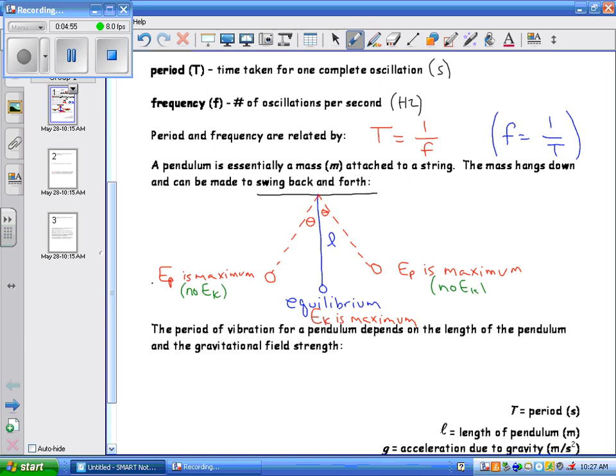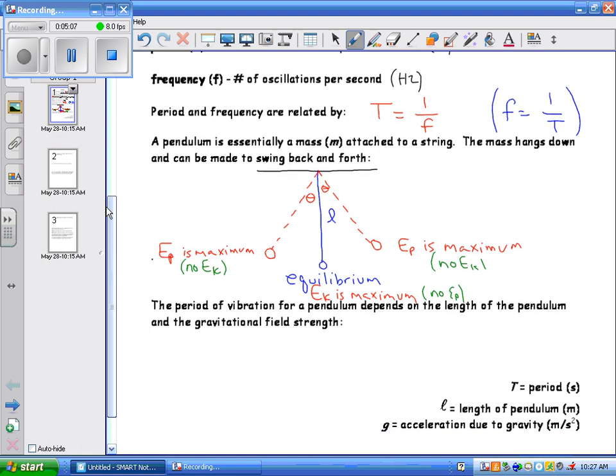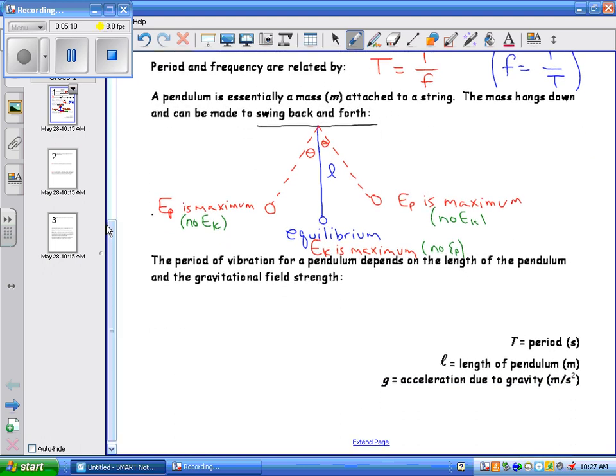And at the equilibrium position, there's no EP. And we're going to talk about kind of what happens there a little bit, at the equilibrium point and then the maximum points. The period of vibration for a pendulum depends only on the length of the pendulum.